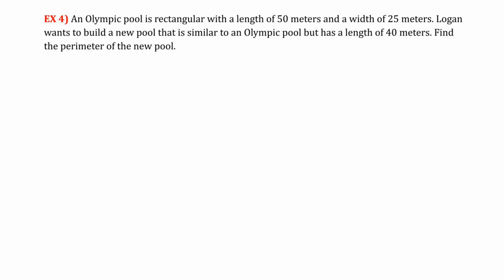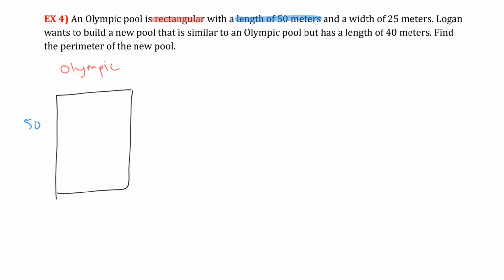So in the problem, they tell us that this Olympic pool is rectangular. So let's go ahead and draw a rectangle. I'm going to call this pool the Olympic pool. And the Olympic pool has a length of 50 meters, so we're going to label that in our picture here. And it also has a width of 25 meters.